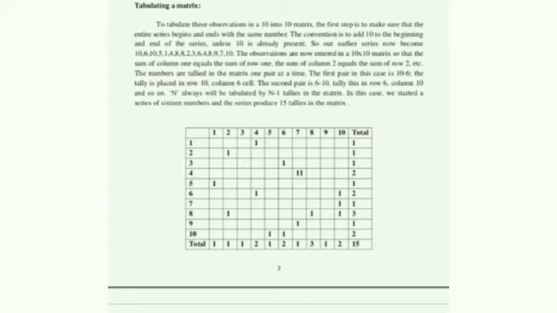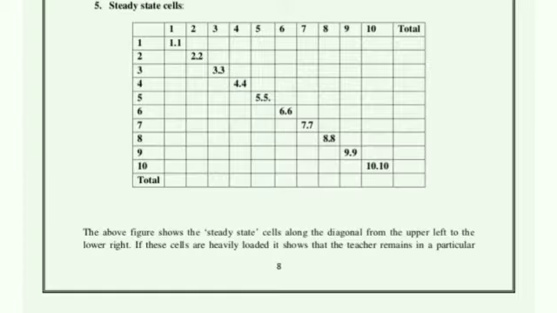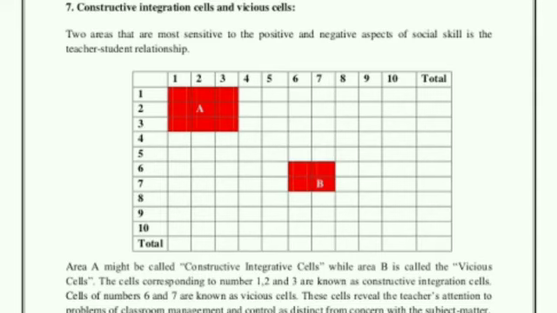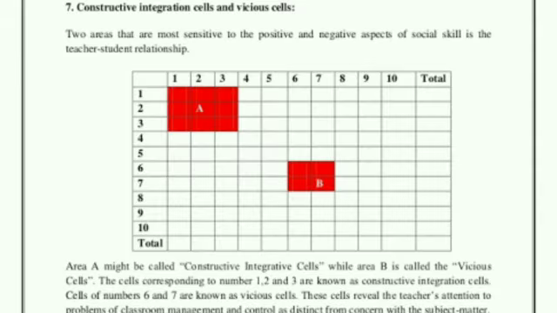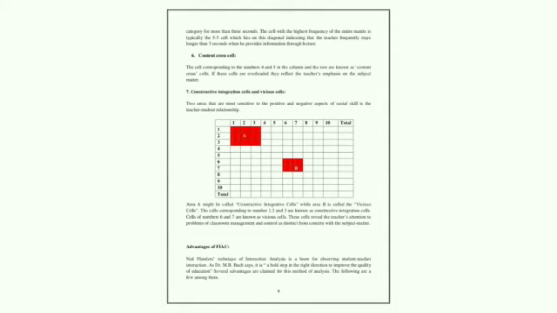The figure shows the steady state cells along the diagonal from the upper left to lower right. The content cross cells mean the cells formed by the number pairs 4, 4 and 5, 5 are known as content cross cells. In this picture, the two areas that are most sensitive to the positive and negative aspects of social skill are in the teacher-student relationship. Area A is called the constructive integration cells.